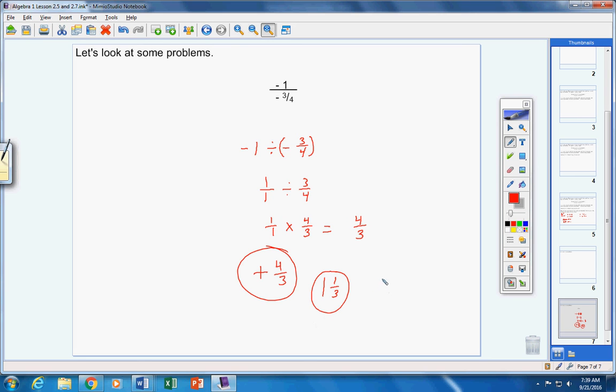I do not want decimals. If your problem starts out in a fraction, I want your answer to end in a fraction, okay?